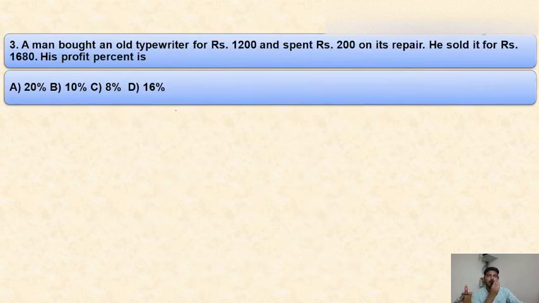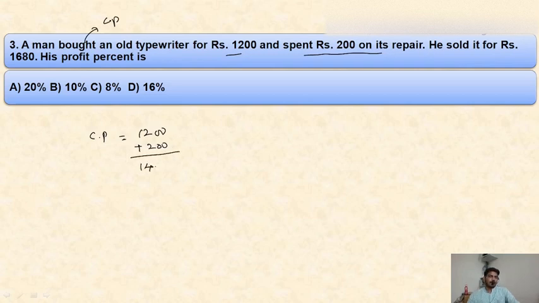A man bought an old typewriter for 1200 rupees. So this is the cost price. The cost price was 1200 rupees, let us assume, and he spent 200 rupees on repair. So he bought it for only 1200, but on this typewriter he spent 200 rupees extra. And what is the overall cost price here? The overall cost price for him is the total amount he spent on this typewriter.